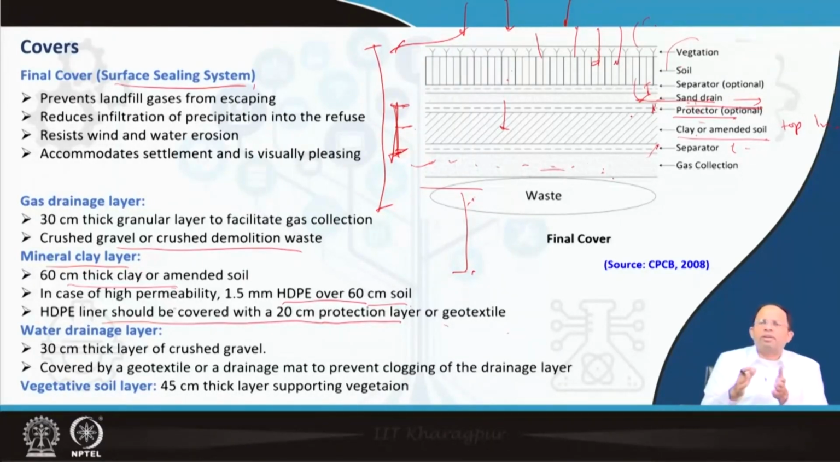As I told, whenever we have two separate materials in two layers, to protect one from another, we can give this geotextile layer, which allows water to pass through but will prevent mixing, right? And then the water drainage layer is above it, a 30 centimeter thick layer of crushed gravel covered by geotextile or drainage mat to prevent clogging of the drainage layer, and finally a vegetative soil layer, a 45 centimeter thick layer supporting vegetation at the top.